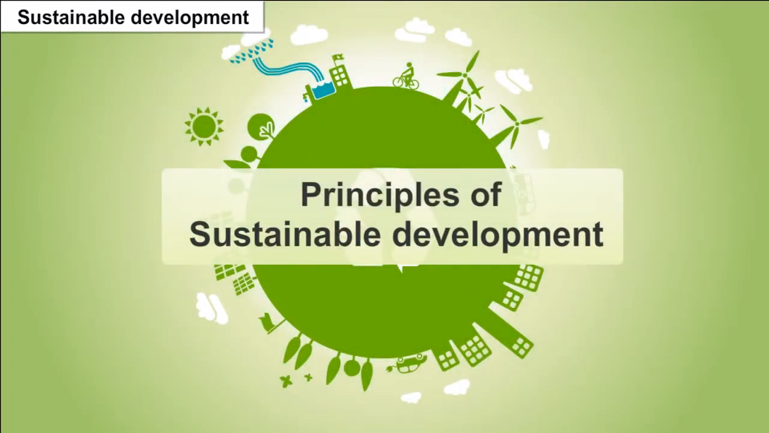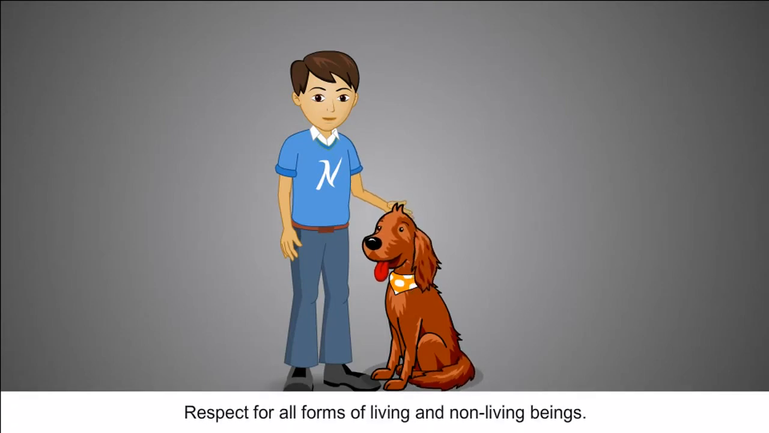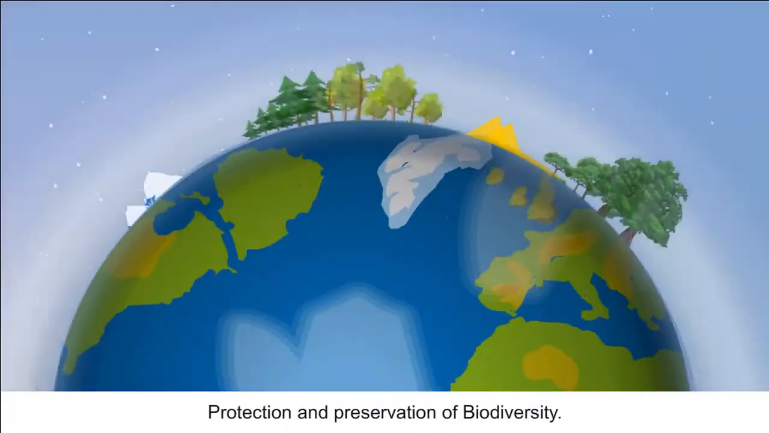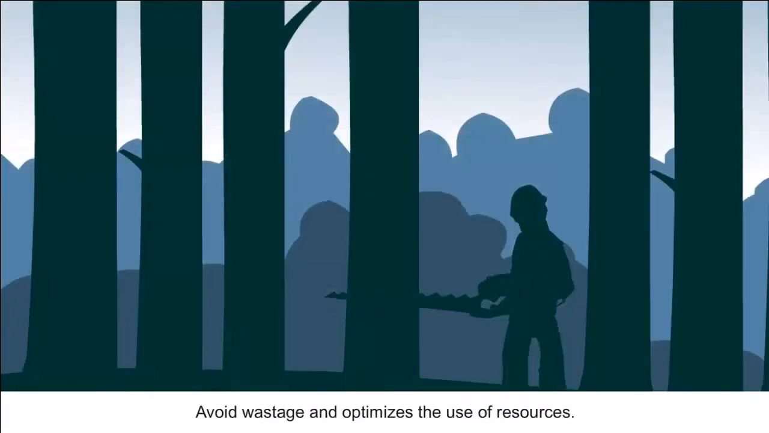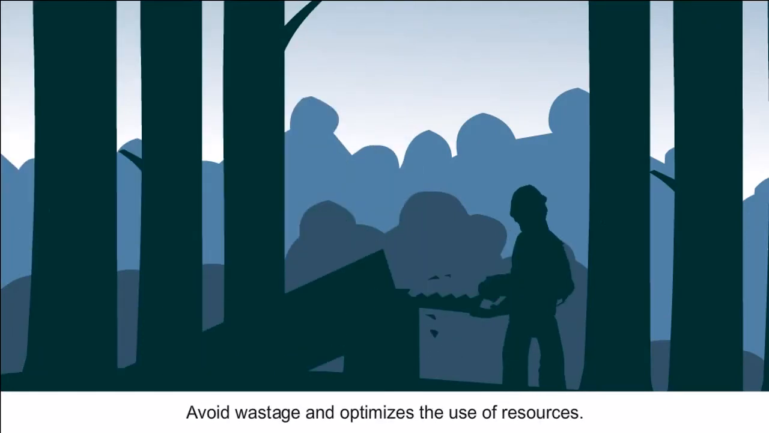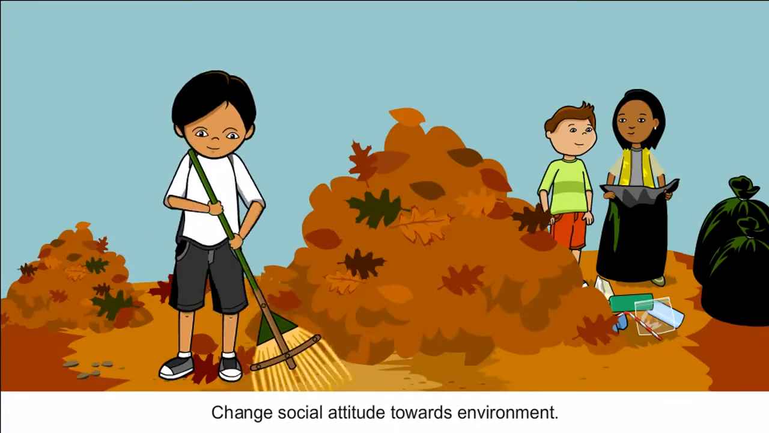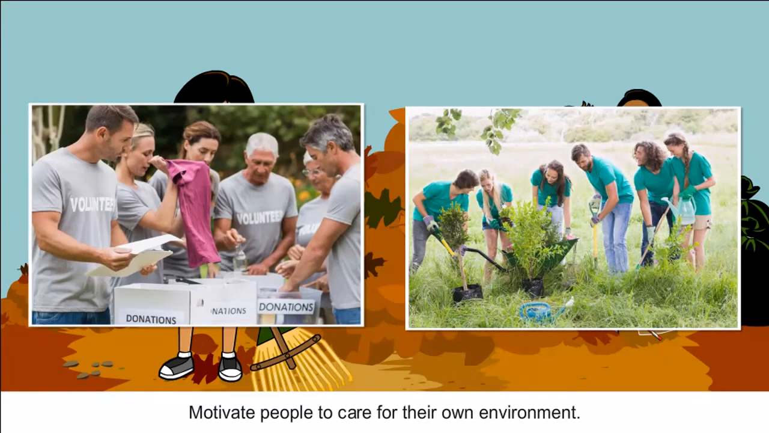Principles of sustainable development. Respect for all forms of living and non-living beings. Improvement in health and quality of life. Protection and preservation of biodiversity. Avoid wastage and optimize the use of resources. Change social attitude towards environment. Motivate people to care for their own environment.